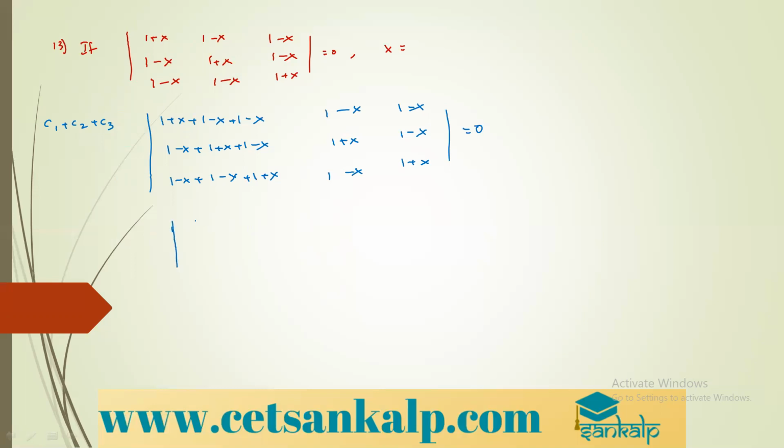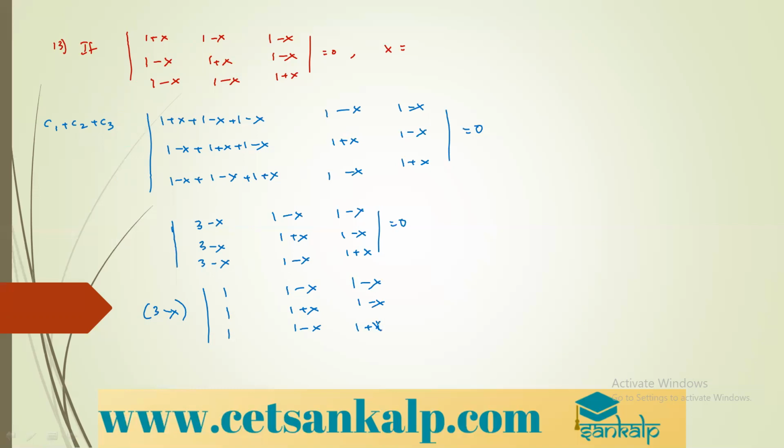I will have 3 minus x everywhere, 3 minus x, 3 minus x. Something common in the whole column. So what is the use of having it common like this? I can take 3 minus x common. Then left is 1, 1, 1. 1 minus x, 1 plus x, 1 minus x, 1 minus x, 1 minus x, 1 plus x. This is what I have. So when I set 3 minus x to 0, one value of x I got as 3.